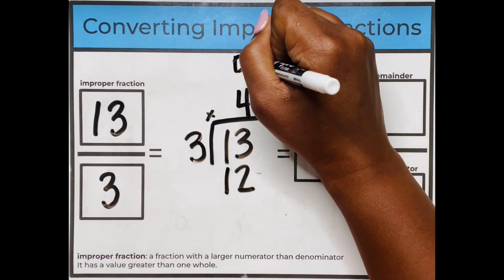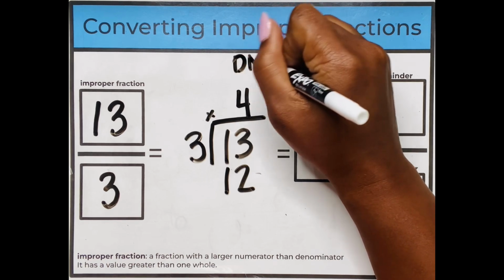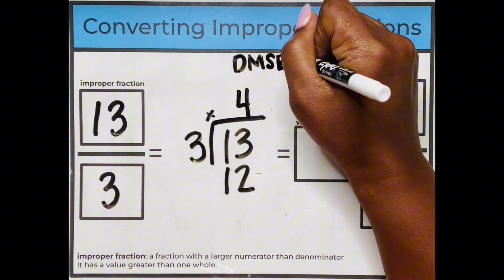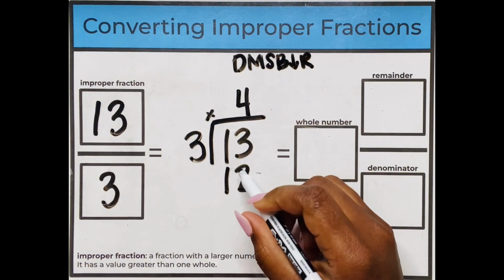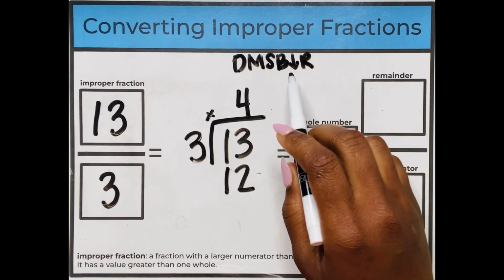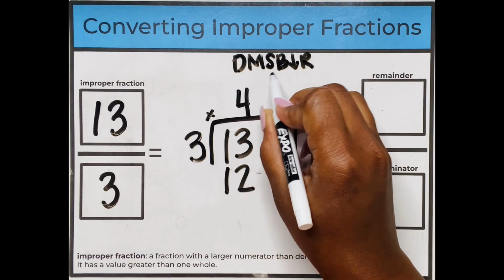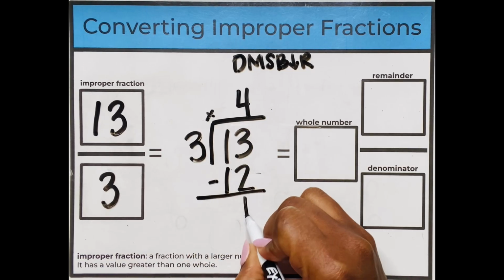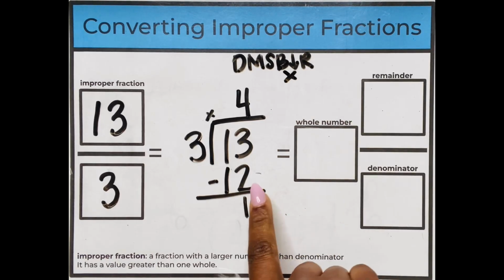If you forget your steps, remember, quickly just jot down the acronym. Divide, multiply, subtract, bring down, and repeat. If you're using the box method, it will be bring up and repeat. 4 times 3 is 12. After we multiply, we subtract. 13 minus 12 is 1. We don't have anything to bring down, so we're done.